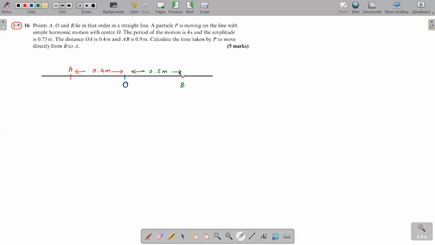Okay, so they're asking you to calculate the time taken by P to move directly from B to A. So direct movement from B to A, what is exactly the time taken? How do we find the time taken directly from B to A? So you can see B and A is not at the center. It's not at the end points. So it's somewhere in between. How do we find the time taken to move from B to A?